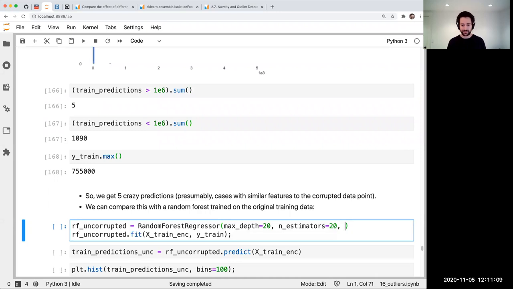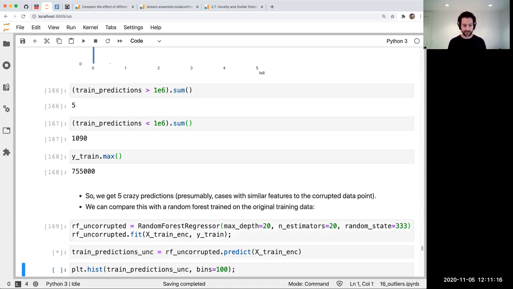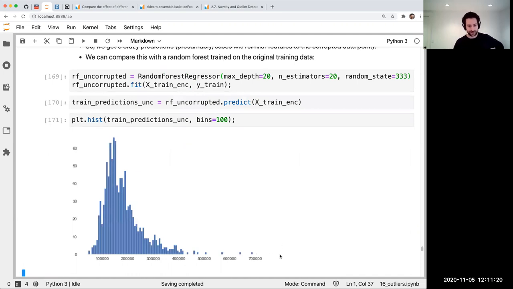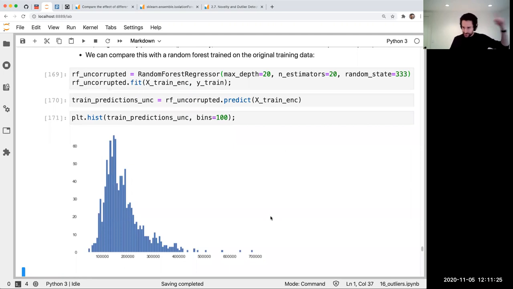And if I go back to the original uncorrupted case, then I don't get any predictions in crazy land. None of them are bigger than 1 million. So to answer the person's question from an hour ago, random forests are safer here because linear regression is like a global fit. It's a single regression surface that is supposed to do well on all the points.